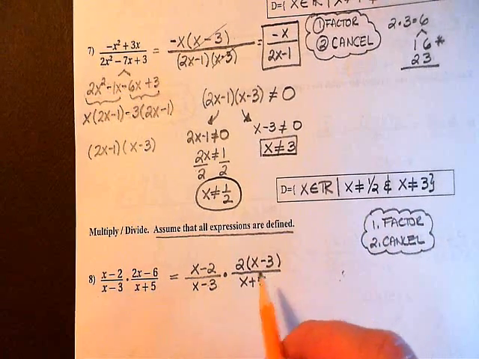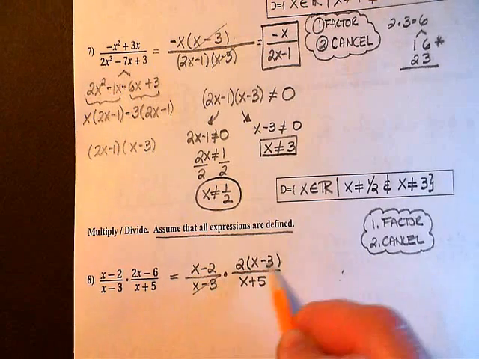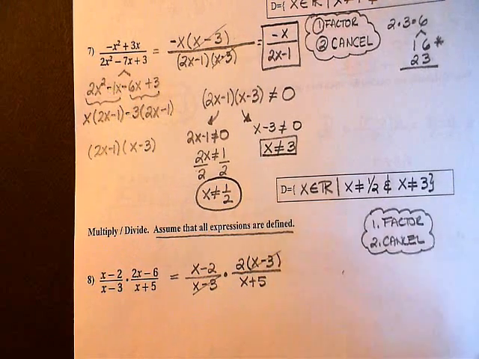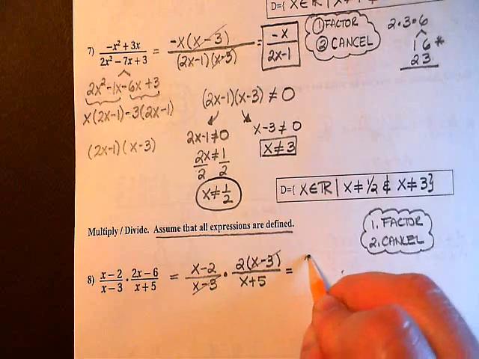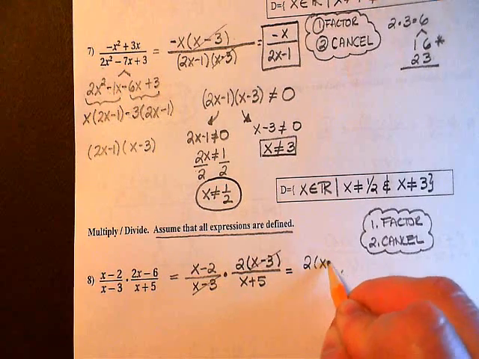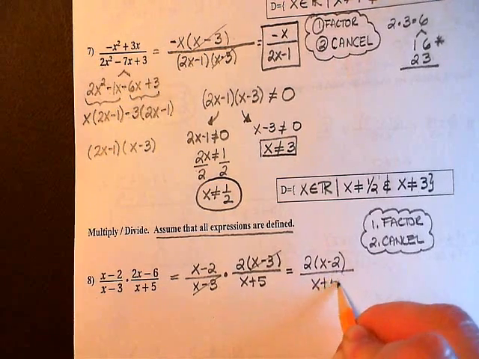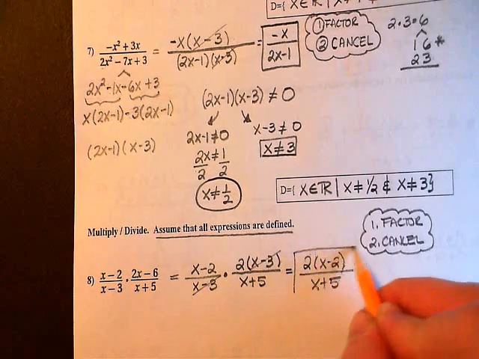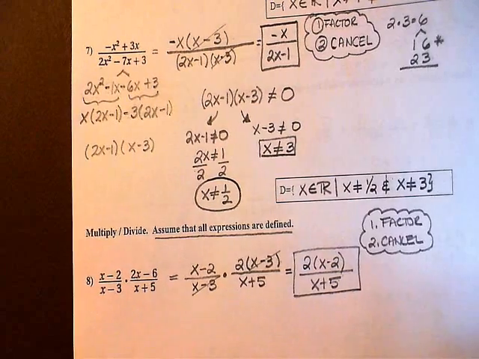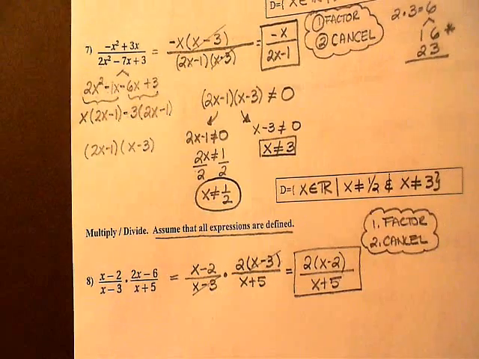Okay, now I'm going to try to cancel. So I noticed I have x minus 3. X minus 3 can be canceled. So what am I left with? I'm left with 2 times x minus 2 over x plus 5. And that's all I can do to cancel. So that's my answer. That's it.